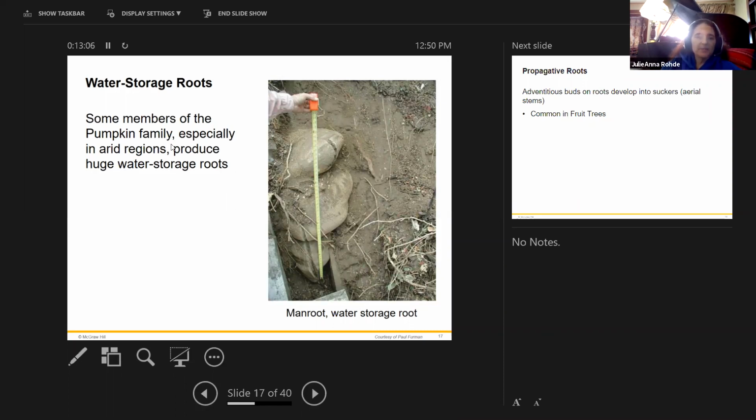They can produce these huge water storage roots. There's a picture here of something called a manroot. I am not familiar with that. I have to look that up, or somebody wants to look that up. That'd be cool. But that's an example of a kind of weird, interesting looking structure of root that is designed specifically for water storage.